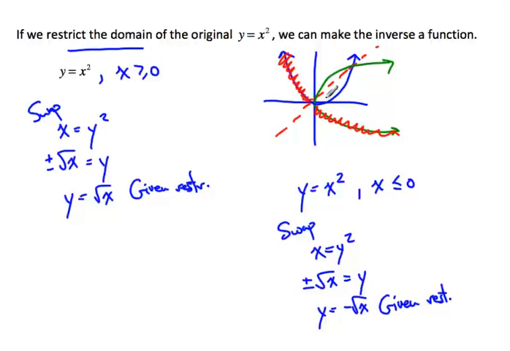As a general rule, when you keep the right-hand side of the original parabola, you get the top half of the inverse, and when you keep the left side, you get the bottom half.